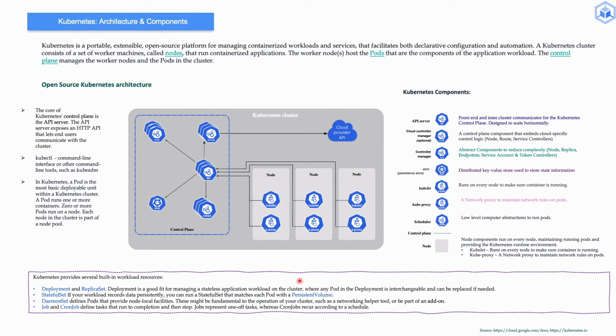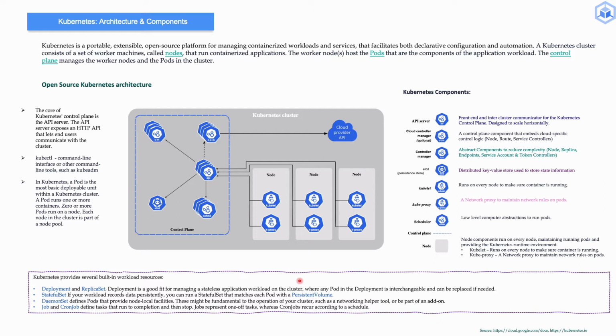And let's look at the open source Kubernetes architecture. Kubernetes is a portable, extensible open source platform for managing containerized workloads and services that facilitates both declarative configuration and automation. This is very important to understand for Kubernetes because all of the deployments are declarative.